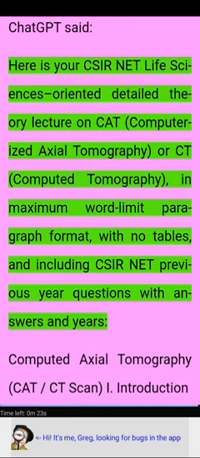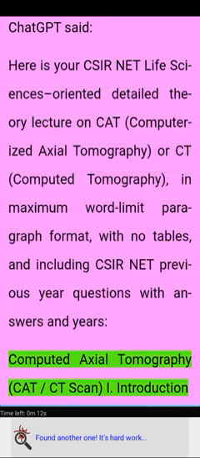Here is your CSIR-NET Life Sciences oriented detailed theory lecture on CAT, Computerized Axial Tomography, or CT, Computed Tomography, in maximum word limit paragraph format, with no tables, and including CSIR-NET previous year questions with answers and years. Computed Axial Tomography, CAT, CT Scan. I. Introduction.